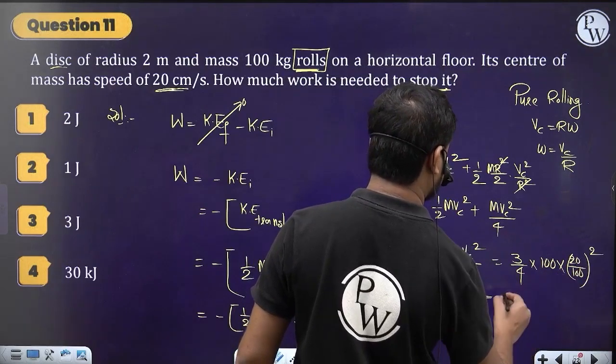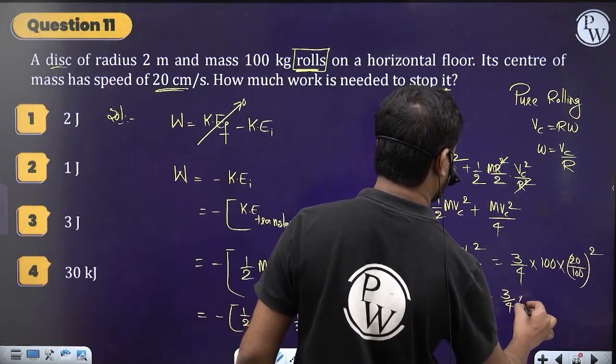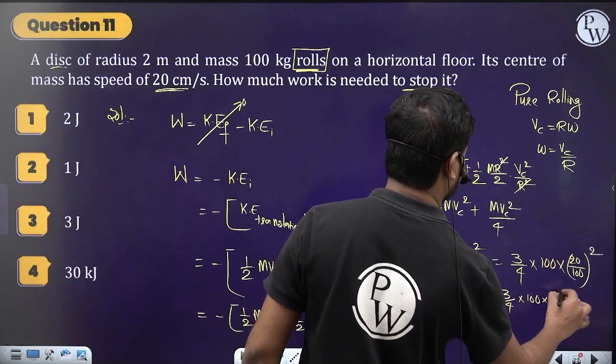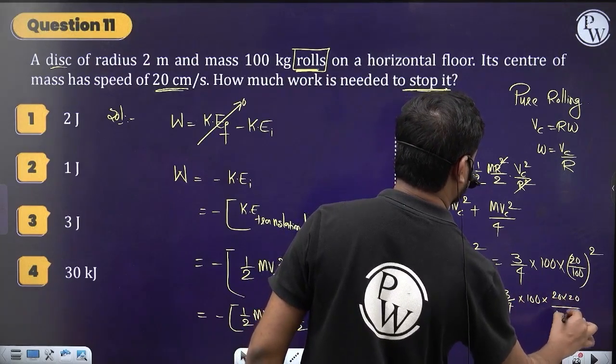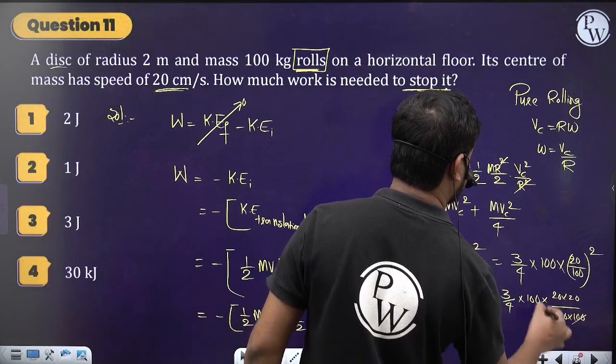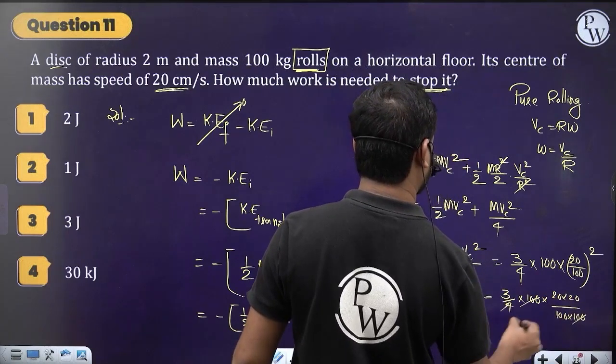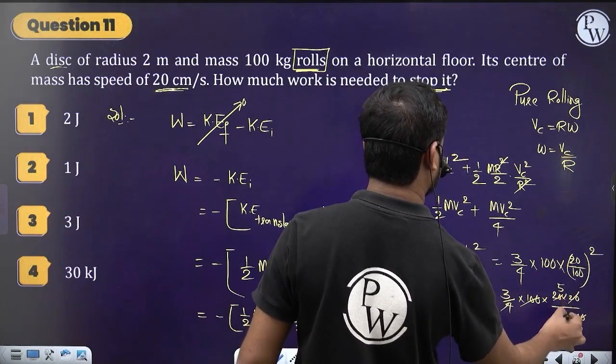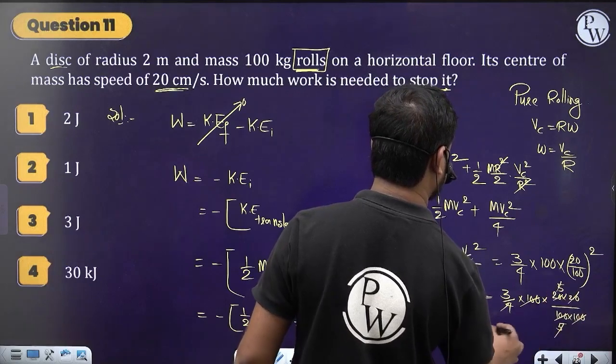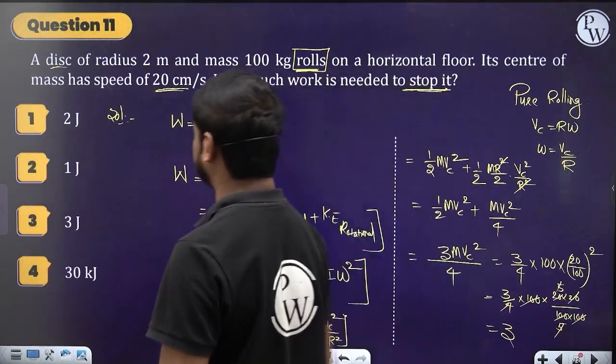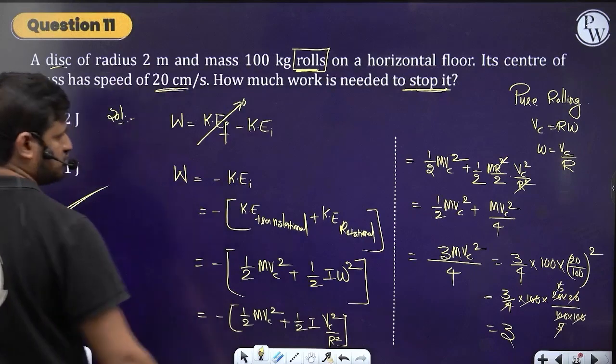So 3 by 4 into 100 into 20 into 20 by 100 into 100. Done. Here 100 gets cancelled. 4 fives are 20, 20 ones are 20, 5s cancel. So it's going to be 3. The work done will be 3 joules.